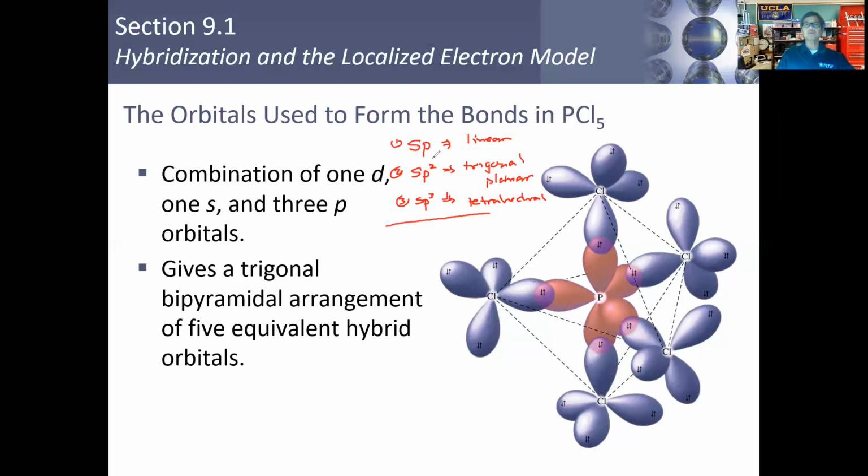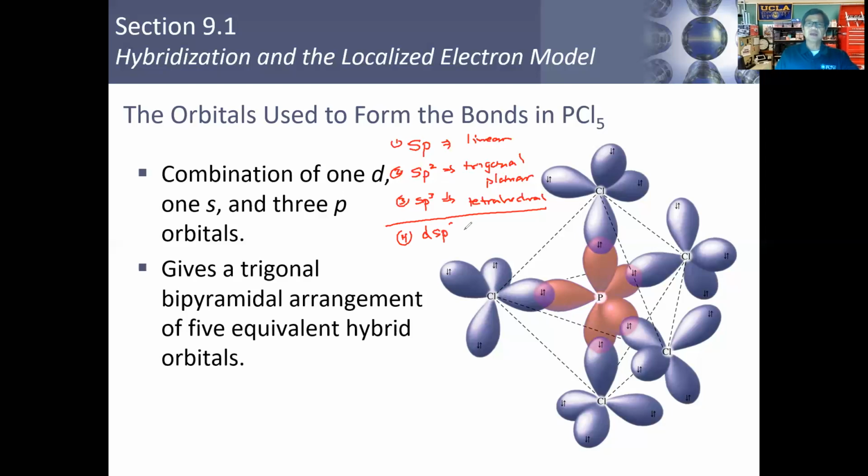However, with that said, these hybridizations can only account for, in this example, two bonds that form. Here they can only account for three bonds, and here you can only account for four. What happens when you have a molecule that has more than four bonds?